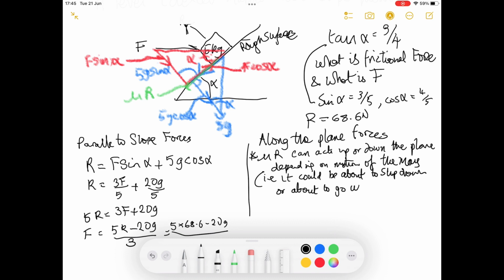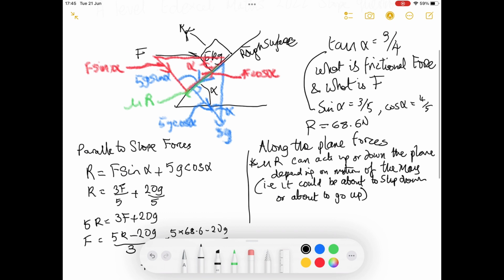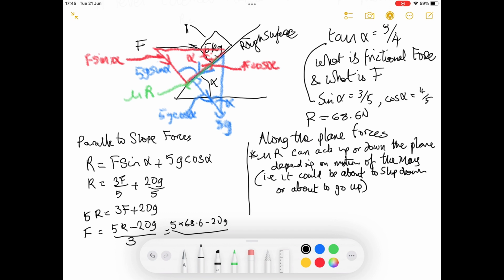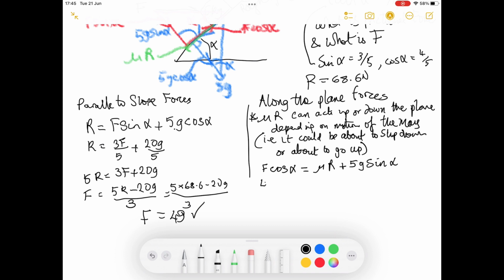To go up, okay? And the second part of the question, you'll see why that's important. Okay, so now let's put the equation together. So F cos alpha, which is acting up the plane, equals forces down, which is mu R, plus 5g sine alpha. Now what we can do is put in the values for cos alpha and sine alpha.